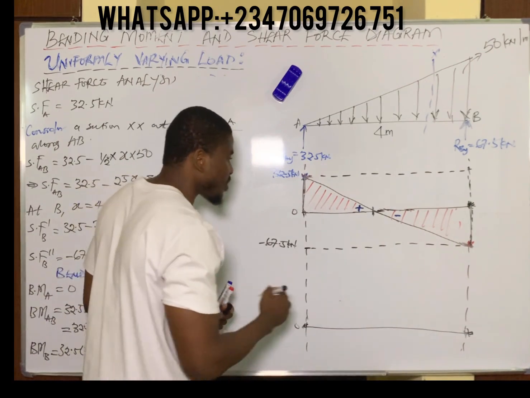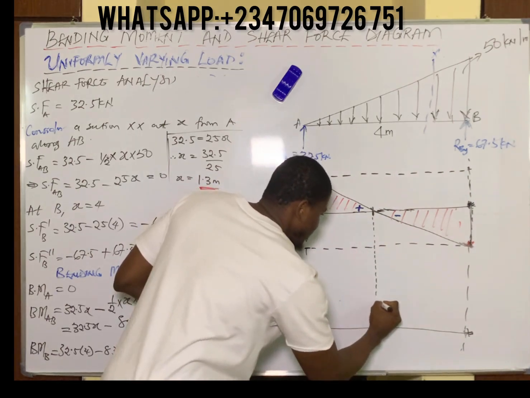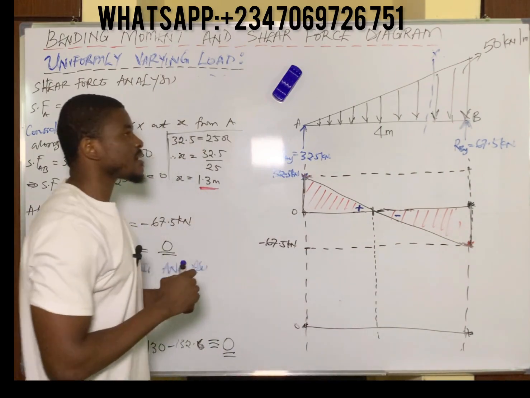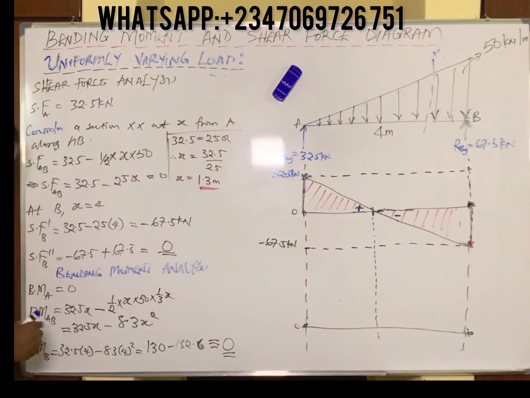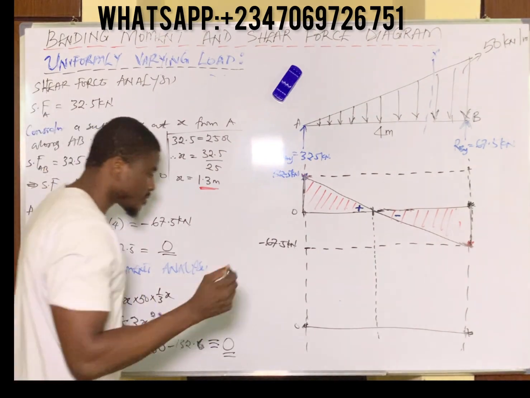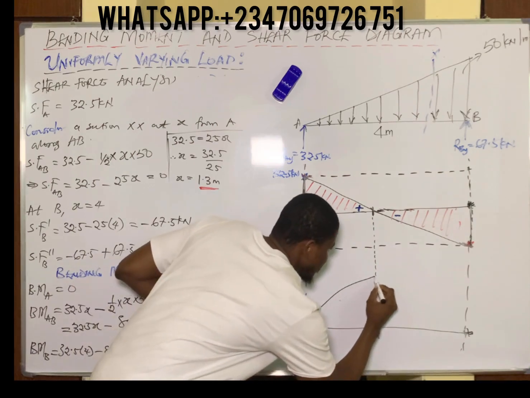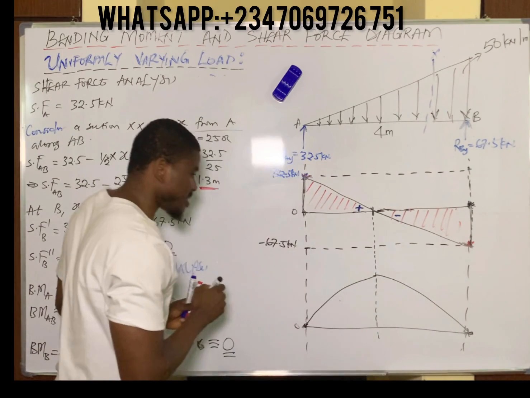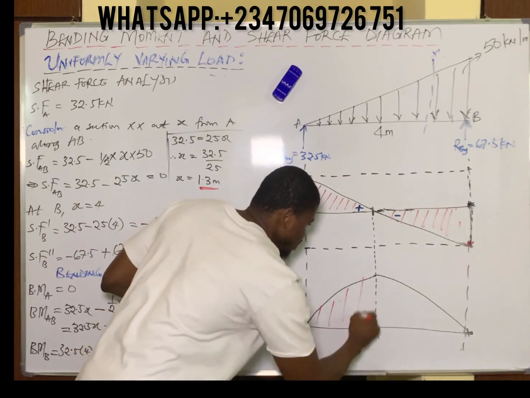Since this is the point of maximum bending moment, the bending moment should be maximum about this point. The bending moment diagram for a uniformly varying load is simply a curve, and you can see from the equation that it's parabolic. So you draw a curve which is maximum at the point of maximum bending moment. And then you have this. So this is our bending moment diagram. You can simply shade.